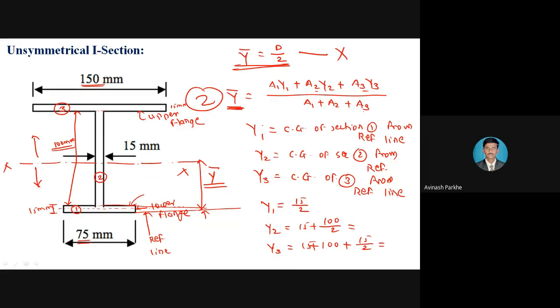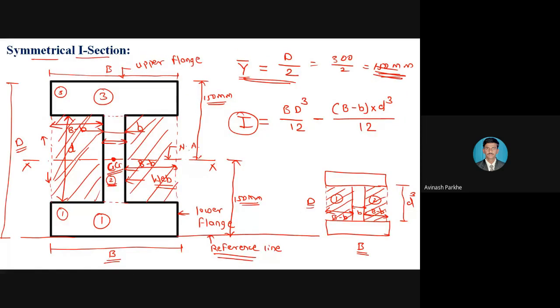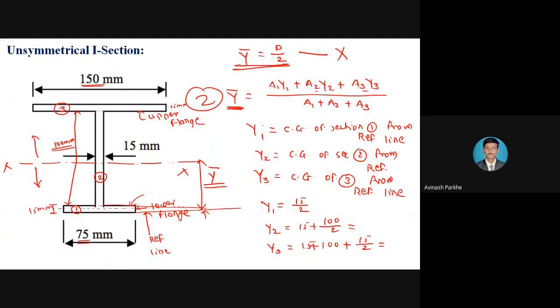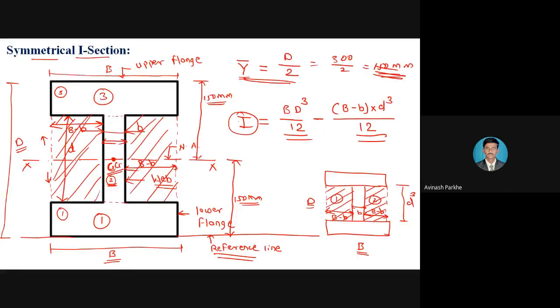Now, if I have to calculate the moment of inertia, for the previous symmetrical I section, I have the direct formula: capital BD cube divided by 12 minus (capital B minus small b) into D cube divided by 12. This formula is applicable for the symmetrical section only. But for the unsymmetrical section, this direct formula will not be applicable.